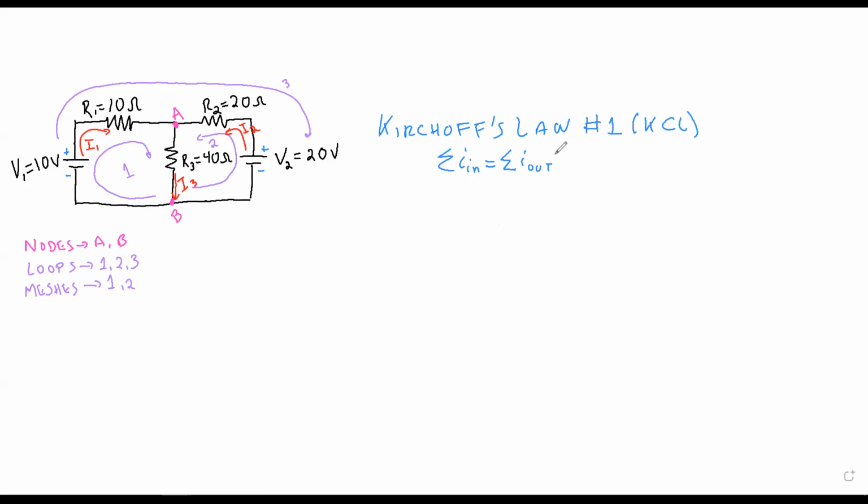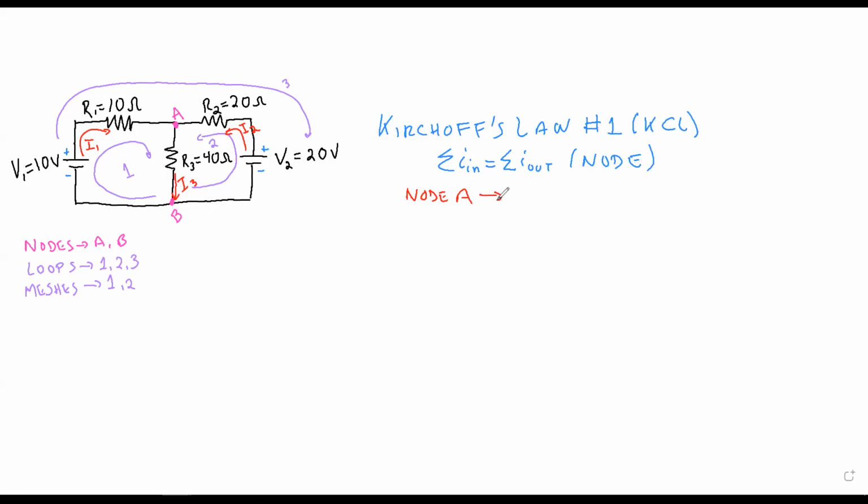Okay, so Kirchhoff's first law has to do with the sum of currents going in having to equal the sum of currents going out at a node. So how many nodes do we have here? Two. Let's look at node A. What are the currents that are going into node A?